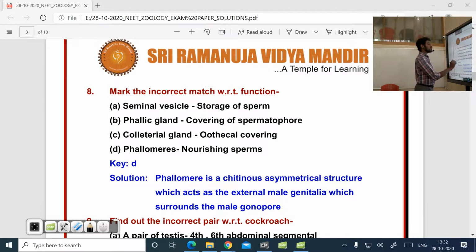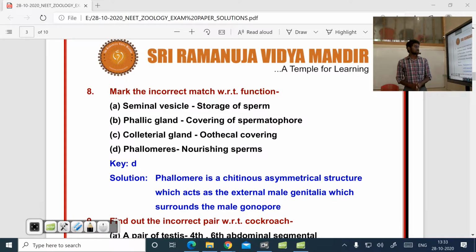Next one, phallomeres. It is responsible for nourishing the sperms. It is an incorrect option. Generally we have phallomeres. How many types of phallomeres are there? Phallomeres are present in the male cockroach only. What are they? Right phallomere, left phallomere, and ventral phallomere. These are the examples of the phallomeres, right?